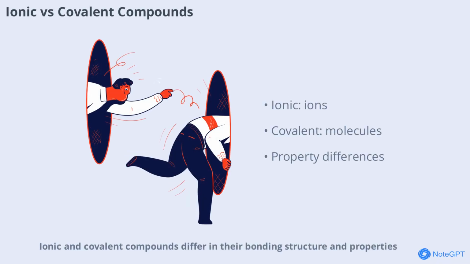Ionic and covalent compounds differ in their bonding, structure, and properties. Ionic compounds form from the transfer of electrons and consist of ions, while covalent compounds form from electron sharing and consist of molecules. These differences lead to variations in melting points, solubility, and electrical conductivity. Comparing these two types of compounds helps clarify the impact of bonding on substance behavior.